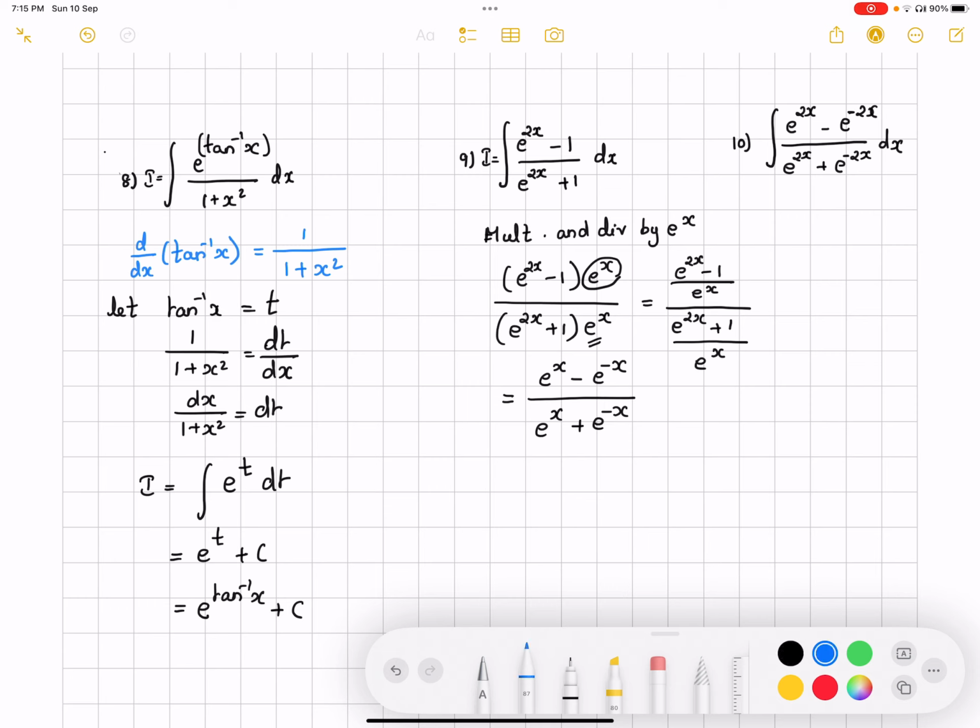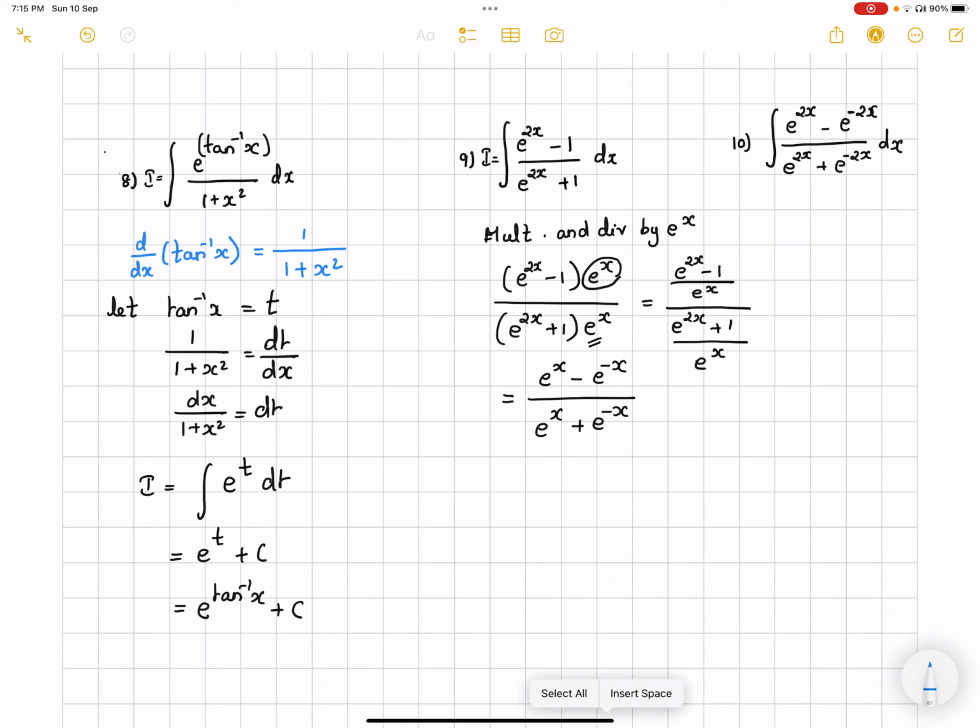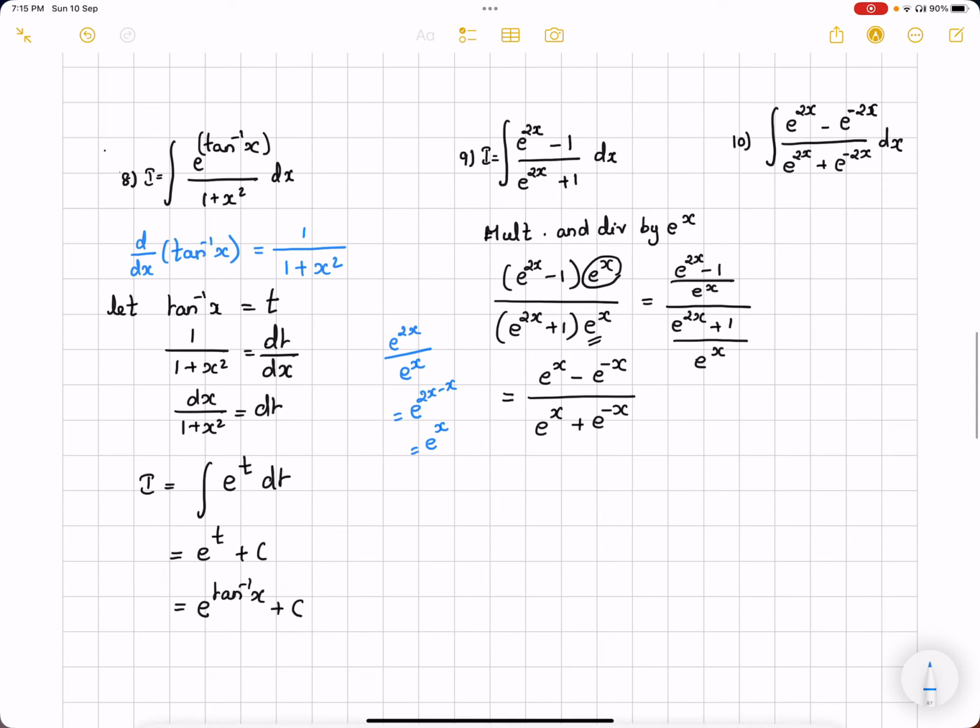What exactly has happened? See here, I have e to the power 2x divided by e to the power x, right? So when the base is the same and it is dividing, I would be writing 2x minus x, which is equal to e to the power x, right? So that's what I've written here. And then let me come back to them. You have 1 by e to the power x, which is nothing but e to the power minus x. That's what I have written here. Now that's how the numerator and denominator look.